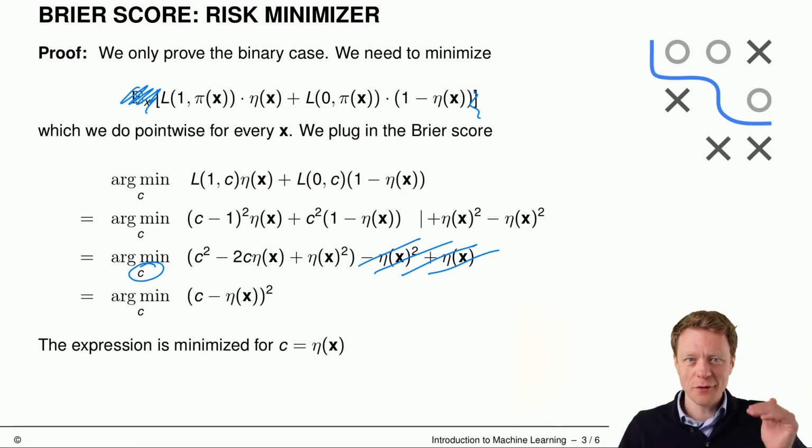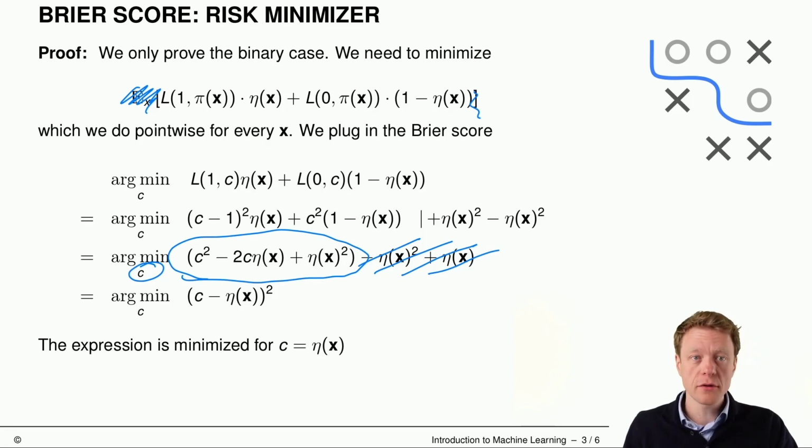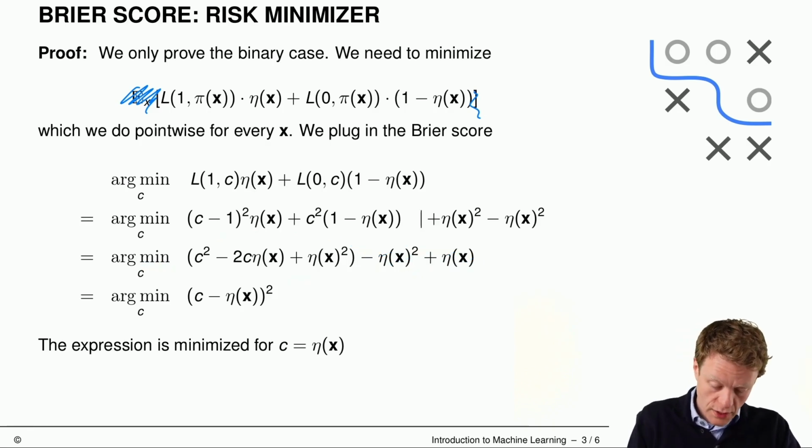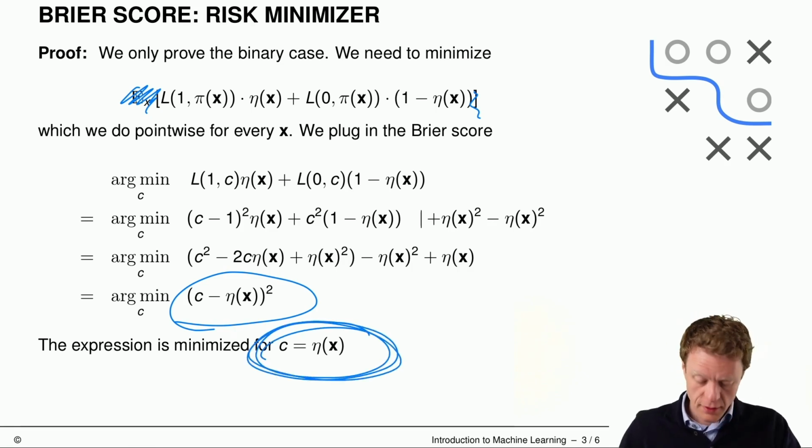Of course, it changes the value of the minimum, but not the point where the argmin is, the point where the min is, so the argmin. And then the first part here is just again a binomial formula. So we end up with that part here, c minus eta, then squared, and that is obviously minimized for c is eta because it's non-negative, and it's 0 if c is eta, right? So with this we proved that the risk minimizer of the Brier score is the true probability, which means the Brier score is also a proper scoring rule.